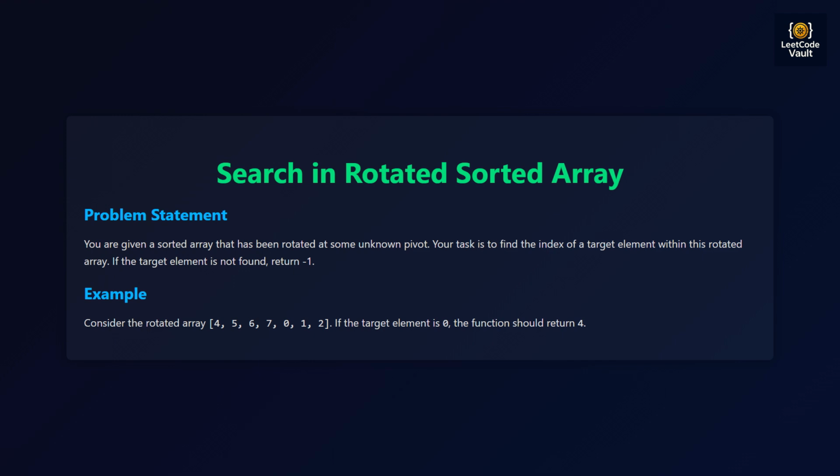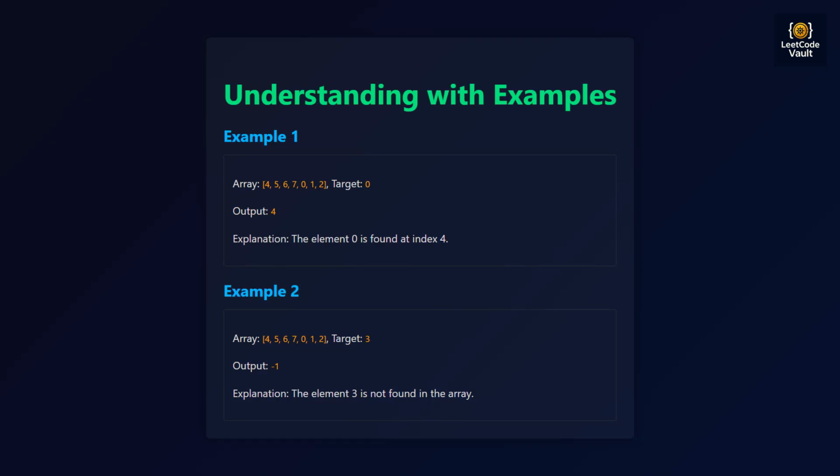Understanding with examples. Let's solidify our understanding with some examples. Imagine we have the array 4, 5, 6, 7, 0, 1, 2. This is a sorted array that's been rotated. Now, let's say our target is 0. Can you spot where it is? It's at index 4.